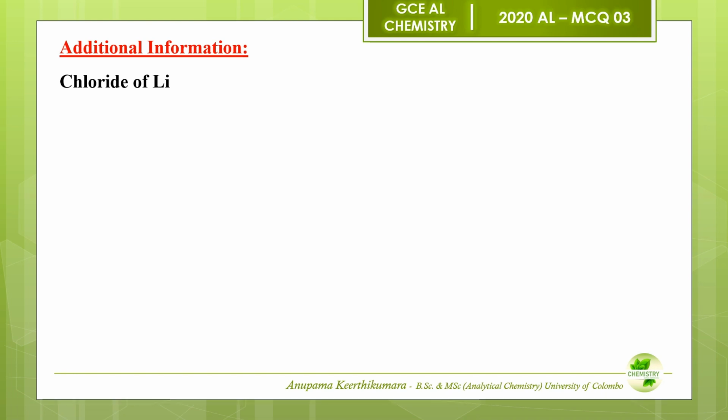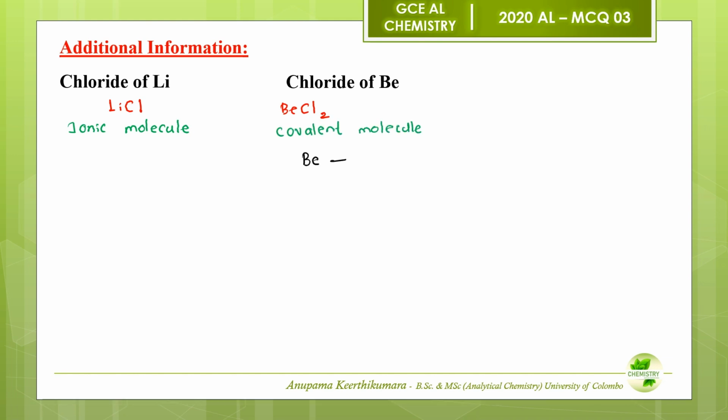Chloride of lithium is lithium chloride, and it is an ionic molecule. Chloride of beryllium is beryllium chloride, BeCl2. It is a covalent molecule. This is the structure of beryllium chloride, and it's a linear molecule.